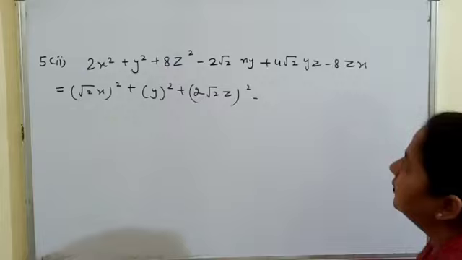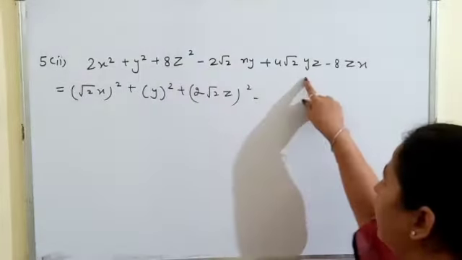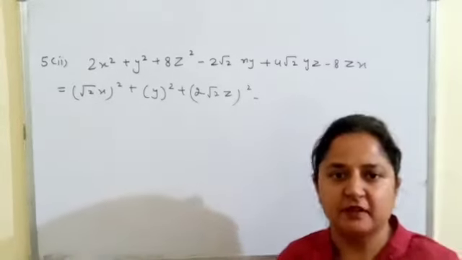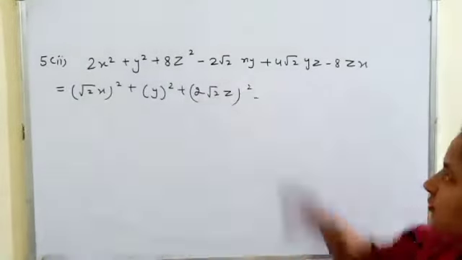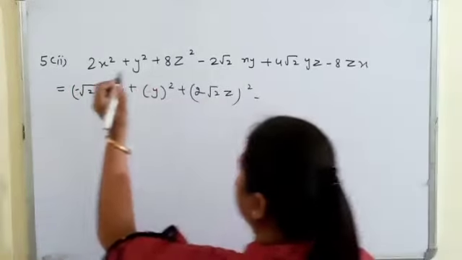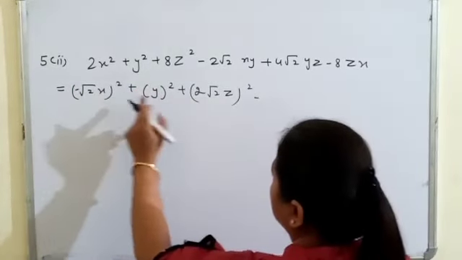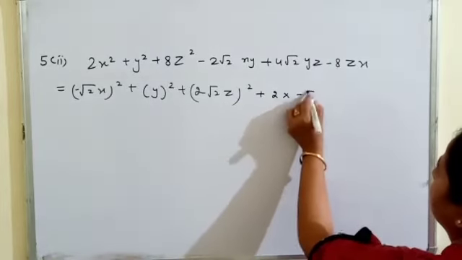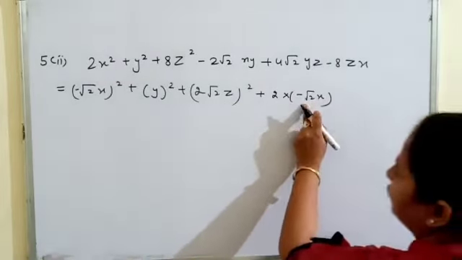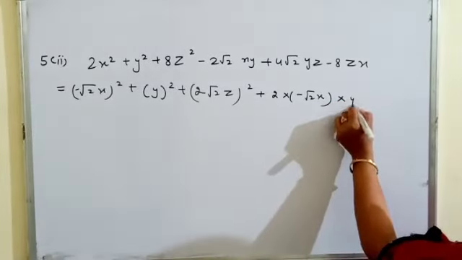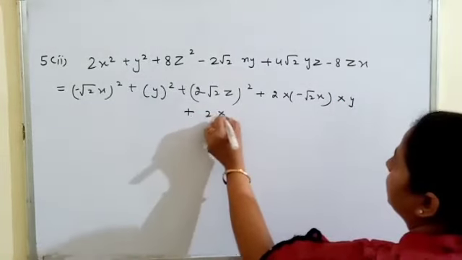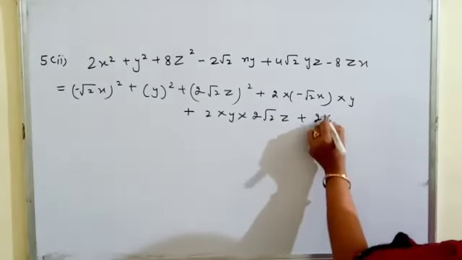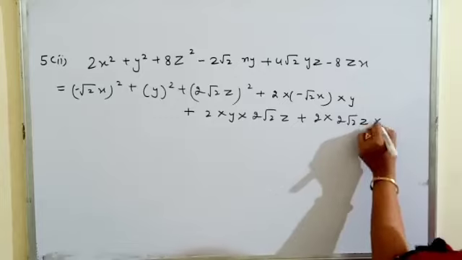Now the product of x and y is negative, and the product of y and z is positive. It means y and z both have the positive value, so the minus sign is carried by x. So place minus here. A square plus B square plus C square plus 2AB, that is minus root 2 x, plus 2BC, plus 2CA.